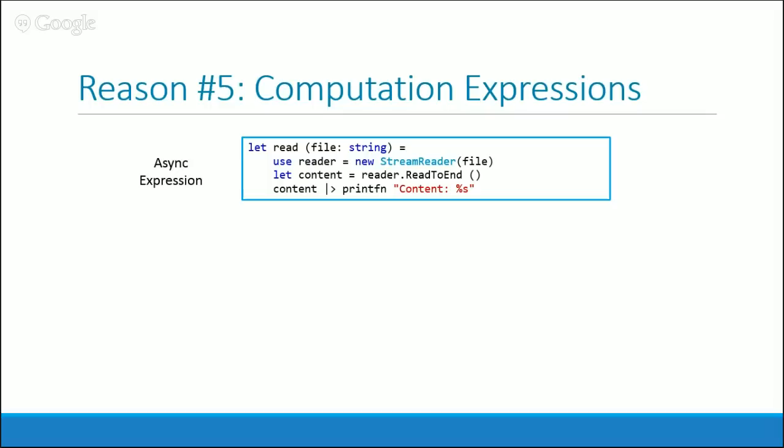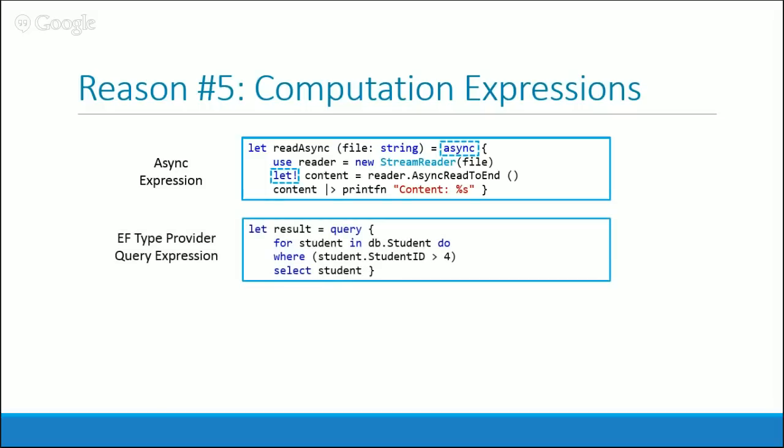If you want to convert this to be async, in F#, instead of having the async keyword as part of the compiler that will generate a state machine for you behind the scenes, we use computation expressions for that. So we change this code and we use the async computation expression, and notice that I am using the let bang keyword the same way that you would use the await keyword in C#. Another example is the query computation expression that the Entity Framework type provider has.